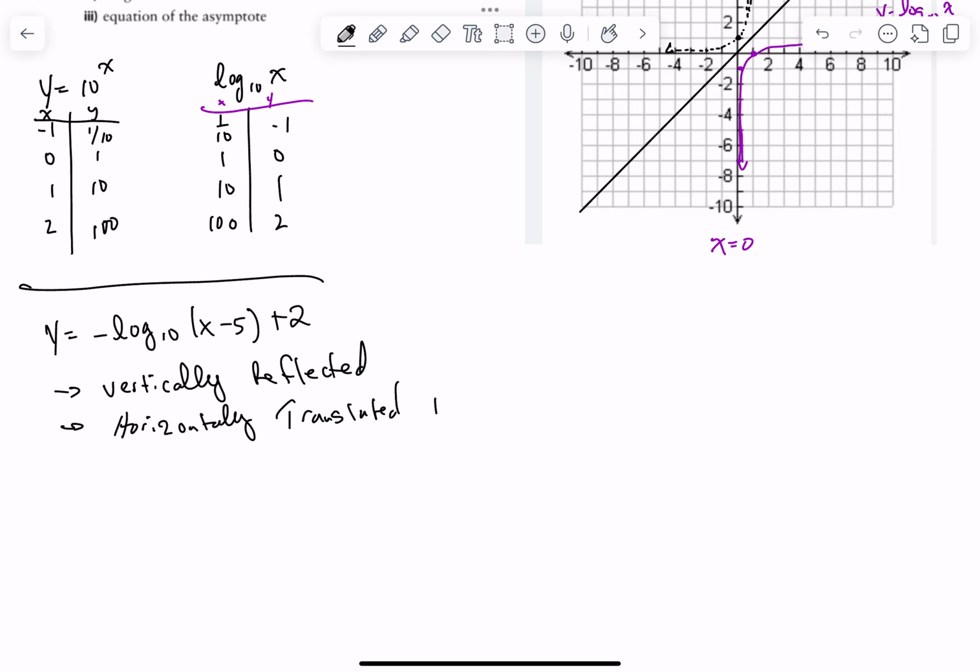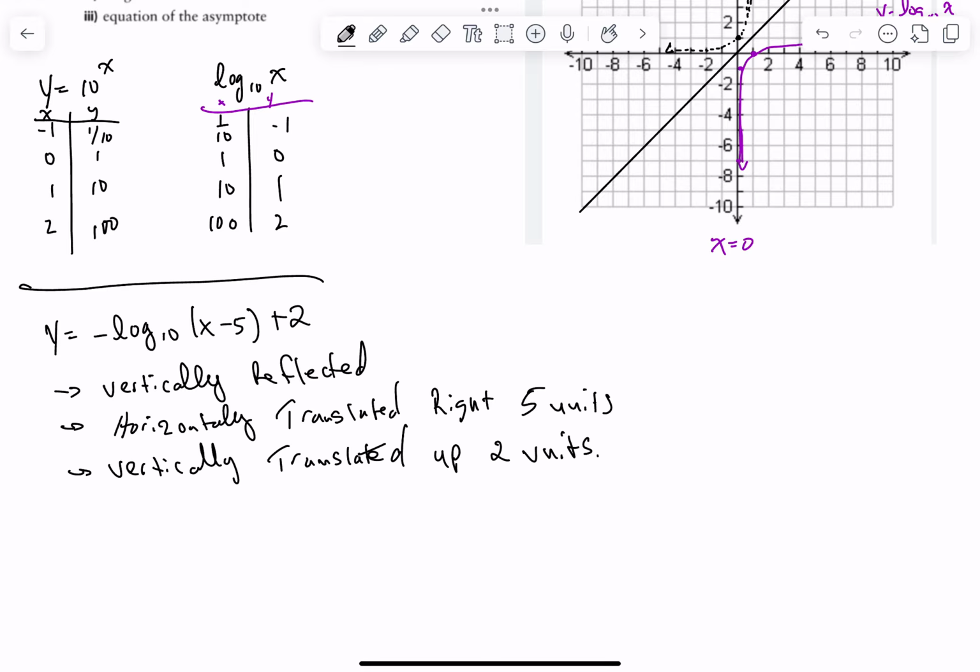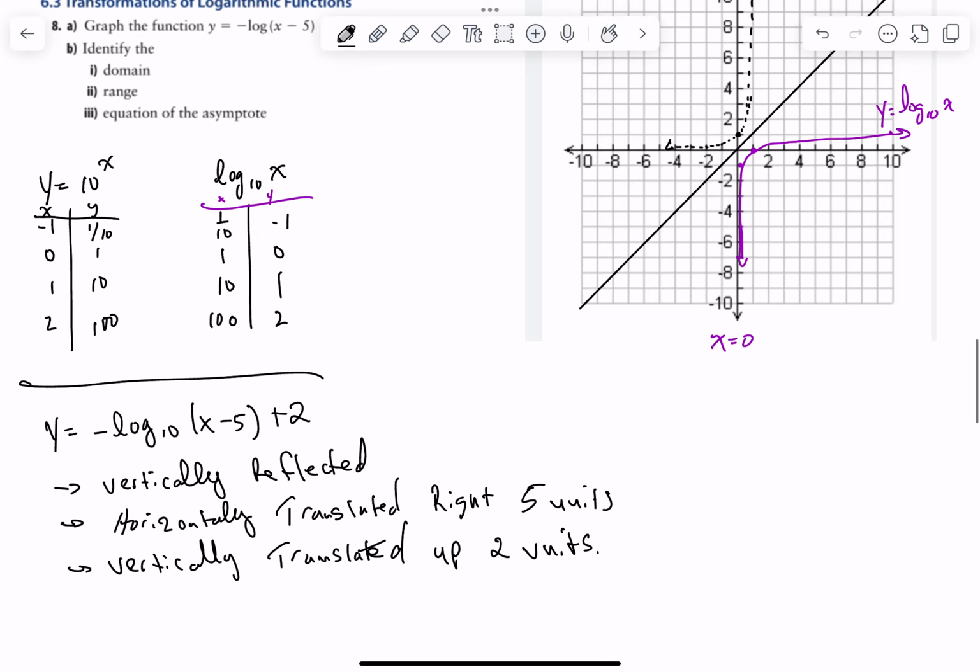We're going to say right 5. Remember, anything on the inside is going to be opposite. Okay, and then I'm going to say it's been vertically translated up 2 units. Okay, so I'm just going to basically do that for that purple graph.